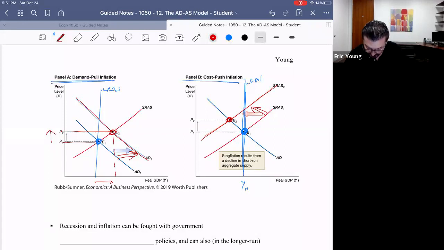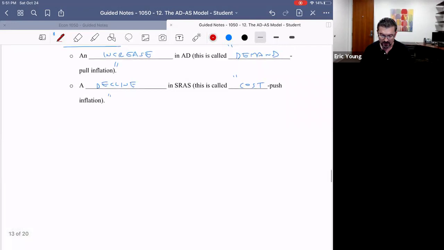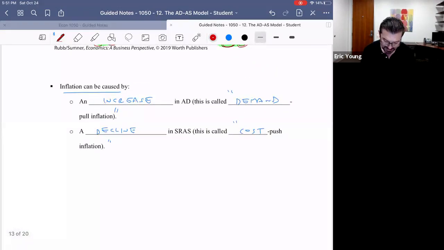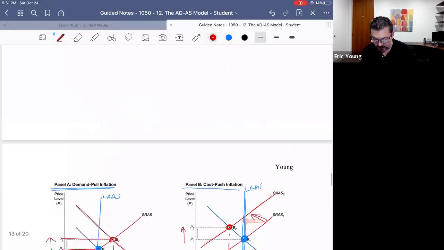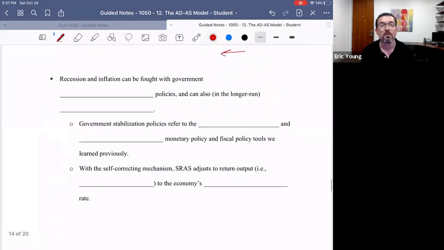It's not pretty because not only are we going to have unemployment because of this gap here, but we're also going to see inflation. Okay, so again, to recap it, we can have two causes for inflation: an increase in AD or a decline in SRAS. And now you have a sense of how to use this very powerful but simple model to understand how these economic maladies, unemployment and inflation, are caused.